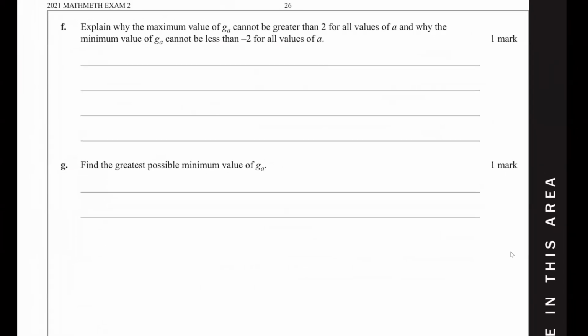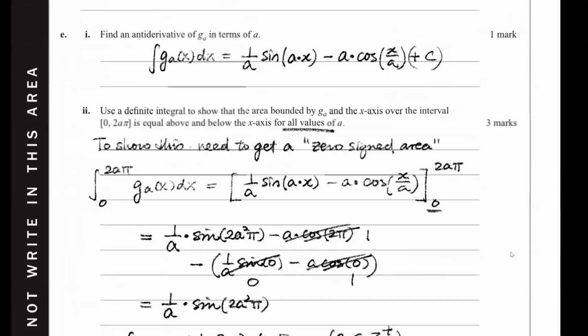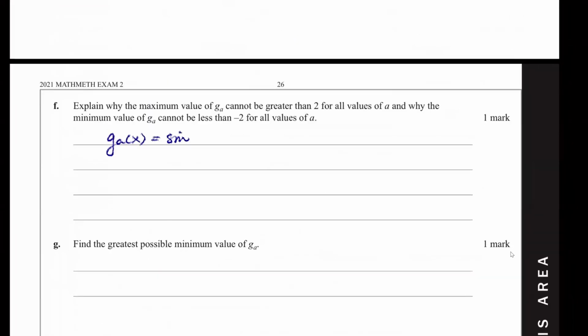Okay, explain why the maximum value of GA cannot be greater than 2 for all values of A, and why the minimum value of GA cannot be less than -2. We need to use the addition method. Now, GA of x equals to, well, what's the function here? Sine x over a plus cosine of ax.